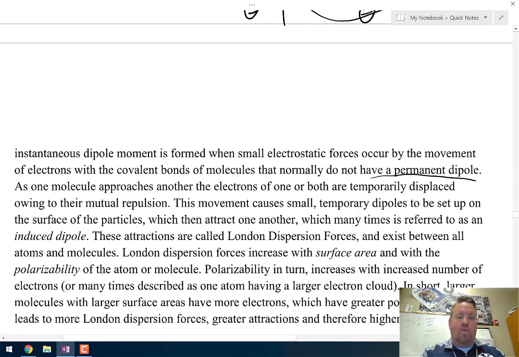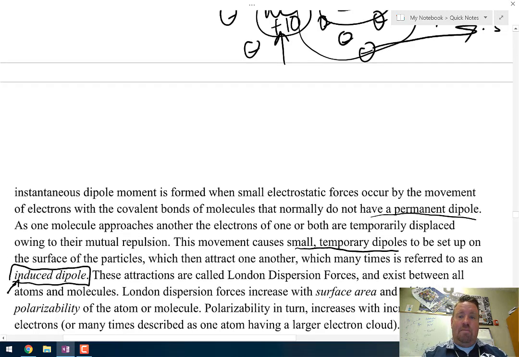As one molecule approaches another, the electrons are displaced, like we just talked about. This causes these small temporary dipoles to be set up. And because it's a temporary one, we call it an induced dipole. It's kind of like when someone is pregnant and they induce labor, they're forcing their body into having the baby. We're kind of forcing this atom up here.